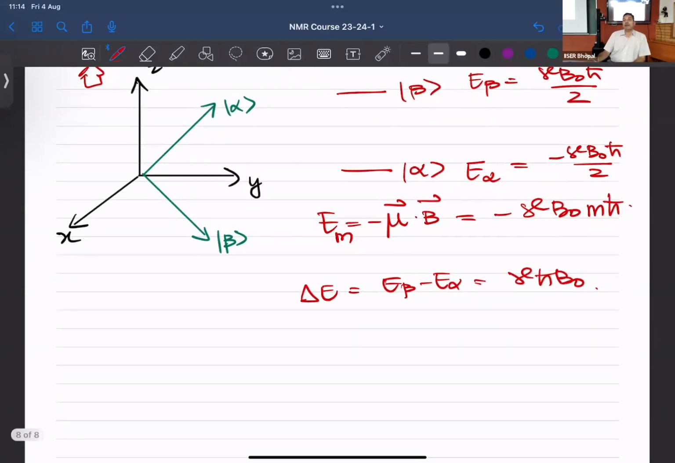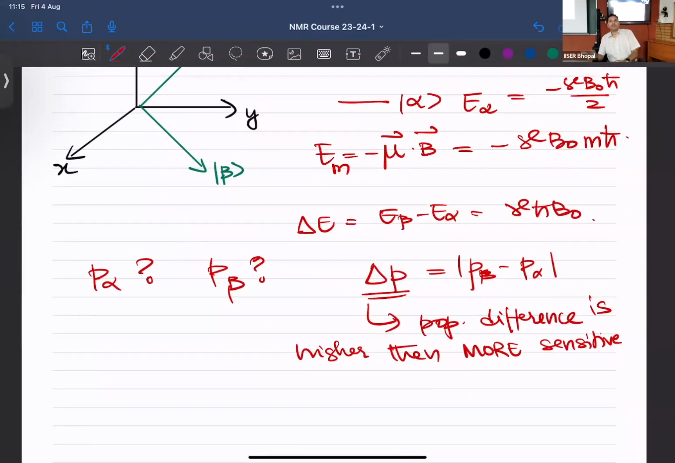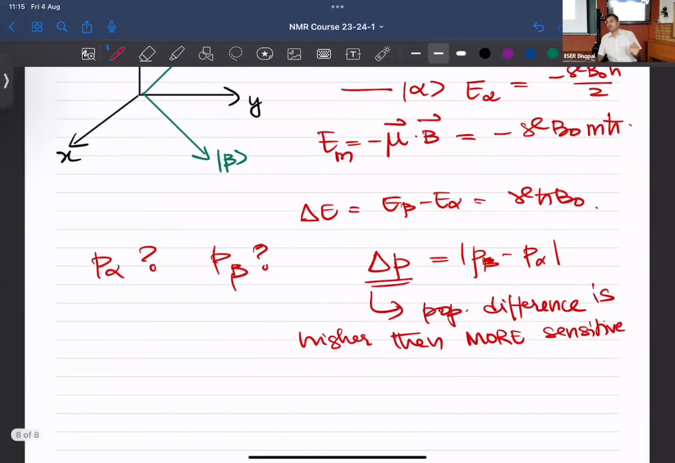Now that we know the energies of these two states, the next question that comes up is what is P alpha, what is P beta? Why is this important? Spectroscopy works from the fact that if the delta P, which is like mod of P beta minus P alpha, is greater, the more the sensitivity. Population difference is higher, then more sensitive. More the population difference, more the sensitivity. So the major aspect that we need to understand is, what is the population difference?